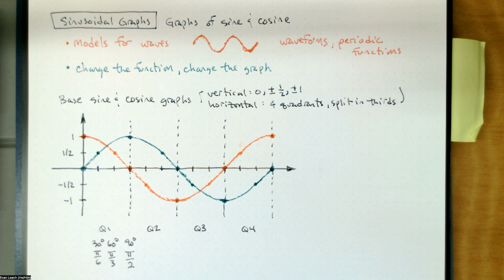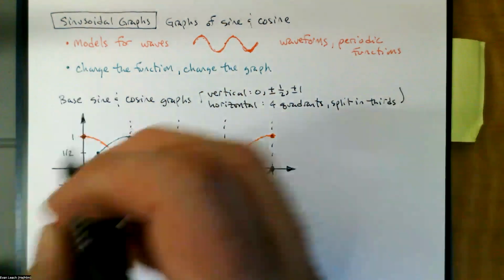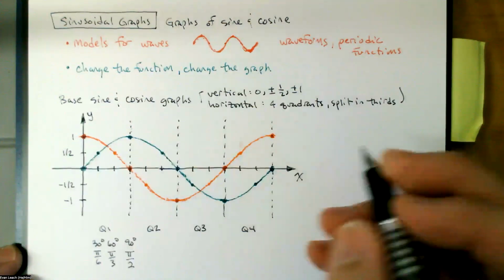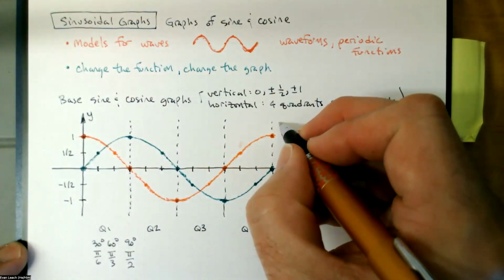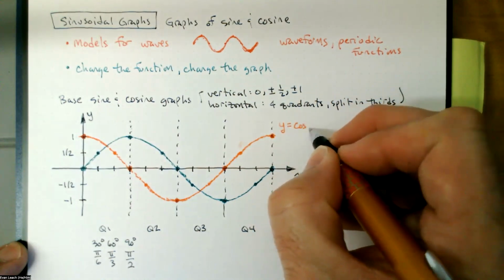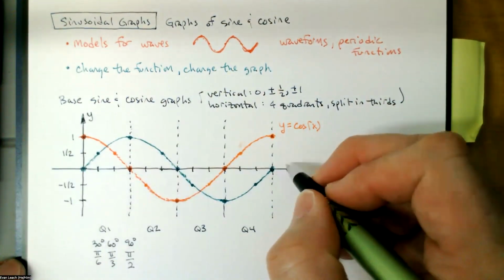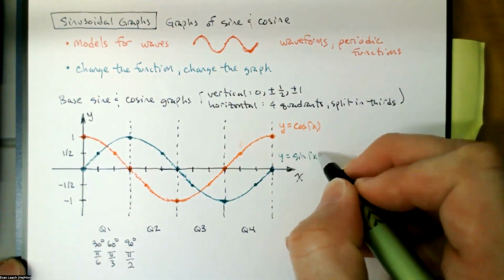So in orange, we've got a cosine. Cosine starts at the top. And then in green, we've got the sine. Sine starts at the middle and heads up. So up here, I'm going to say this is y and this is x. So I'm going to say that this orange graph is the graph y equals cosine of x. And down here, the green sinusoid is y equals sine of x.